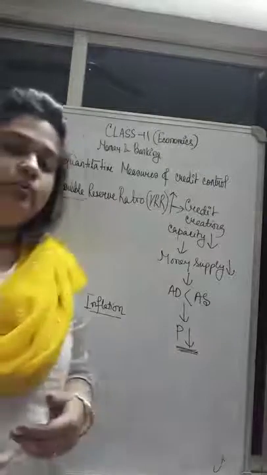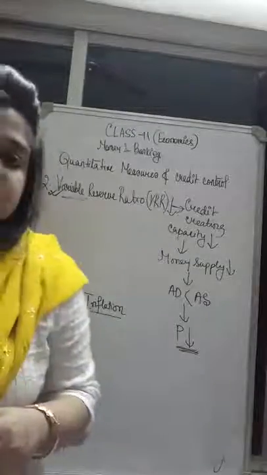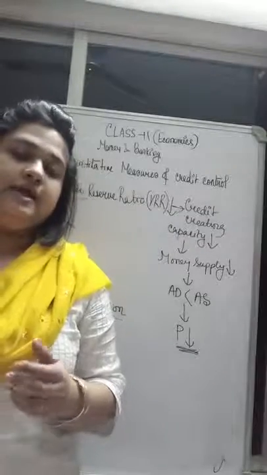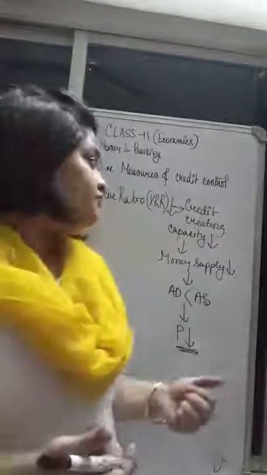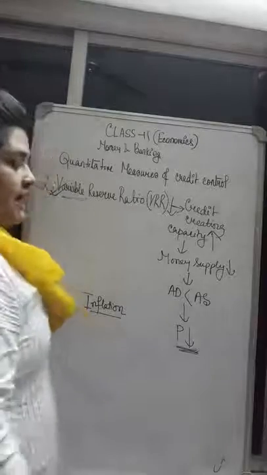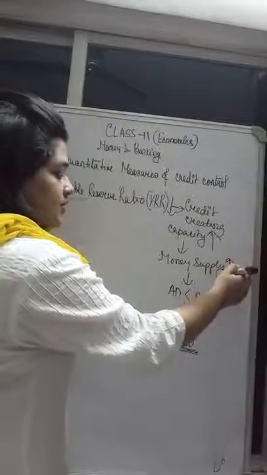Now we will study what are the effects if central bank reduces the reserve ratio. If the central bank reduces the reserve ratio, then commercial banks have to keep less of reserve money. That means more money will be available for loan. So credit creating capacity of the commercial banks will be more. As a result of which the money supply in the economy will be more.